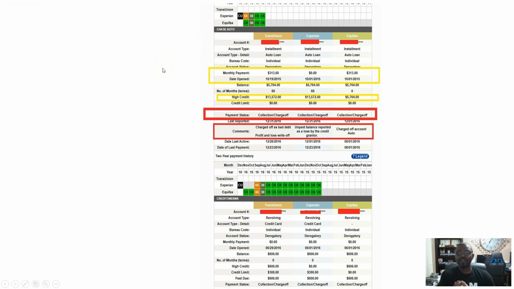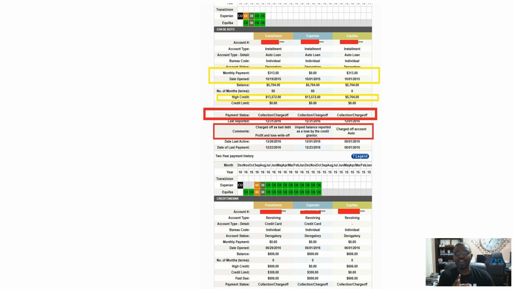First of all, we need to identify how we know that this account is a repo. The reason I'm saying that is because sometimes the repo ends up in the charge-off state and it doesn't say repossession on the credit report, but it will say charge-off. Like this one. As you can see right here, it says collection charge-off, charge-off as a bad debt. Now you may say, well, Mark, shouldn't it say repossession? Yes.